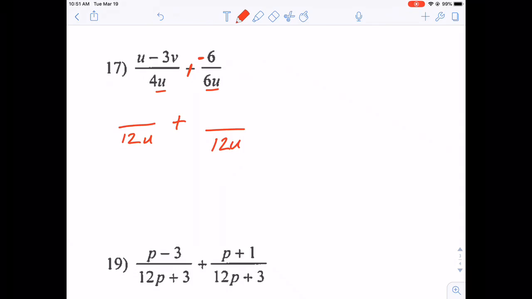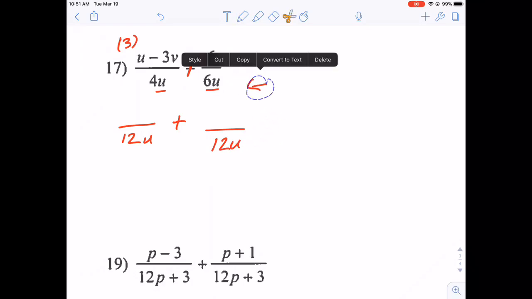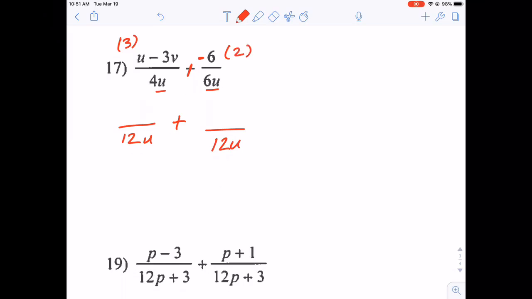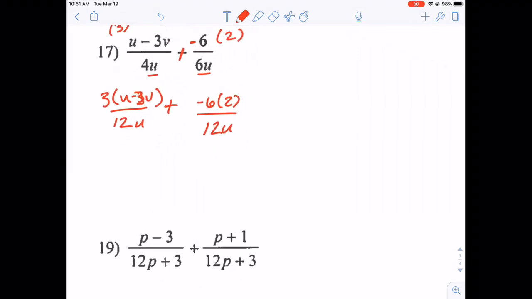Okay, now I'm trying to figure out what I need to multiply 4 by to turn that into 12, which would be 3. Notice where I write that. I'm trying to figure out what I need to multiply 6 by to turn that into the common denominator of 12. That would be a 2, and again, notice where I write that. On the left, I'm going to distribute 3 times u minus 3v. And on the right, I'm going to just take a negative 6 times a 2. Next step, I'm going to keep them as 2 separate fractions, but I'm going to multiply this. 3u minus 9v, I just distributed, plus a negative 12 over 12u.